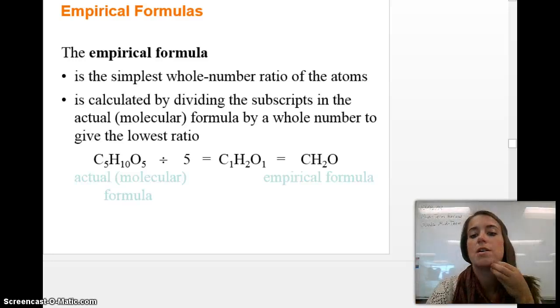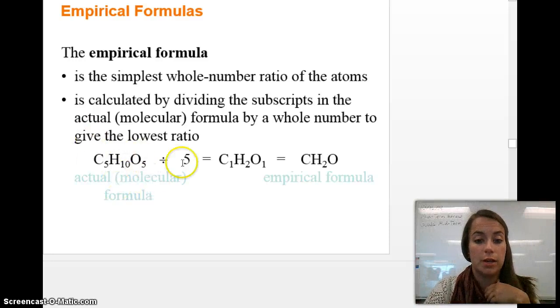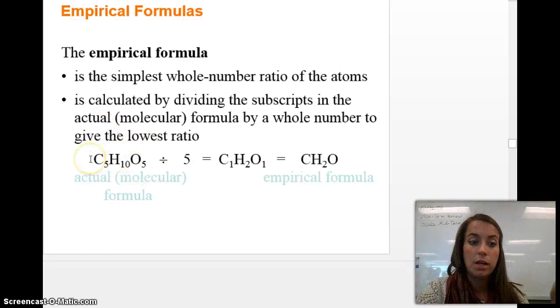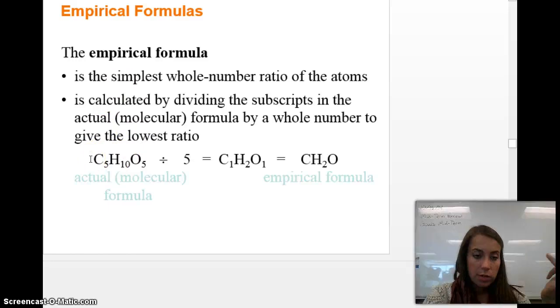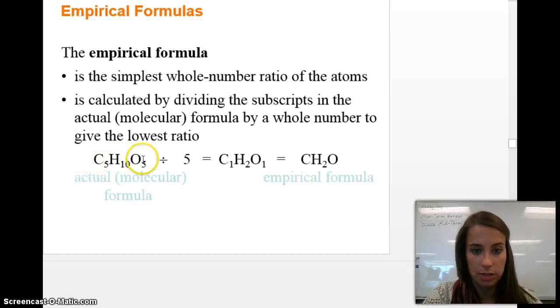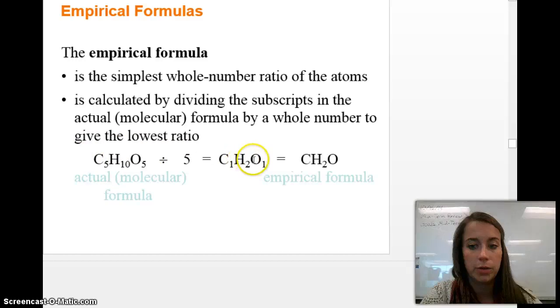But some things, like our example we have right here, these molecular compounds are much more specific to how many. So this is specifically 5 carbons, 10 hydrogens, and 5 oxygens. But that's not the lowest ratio. We could divide those all by 5 and get 1 carbon, 2 hydrogens, 1 oxygen. We don't usually write the ones, so the empirical formula for that would be CH2O.